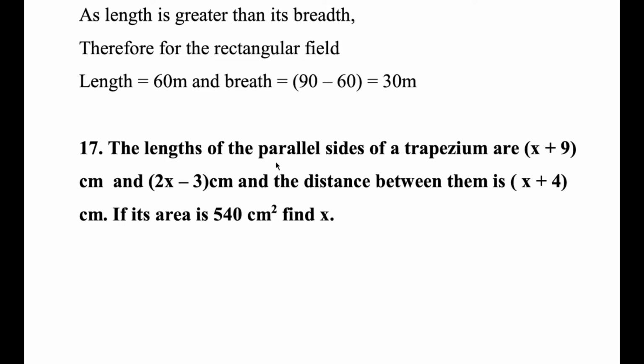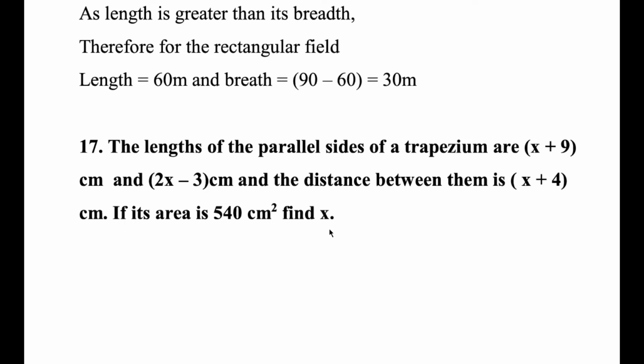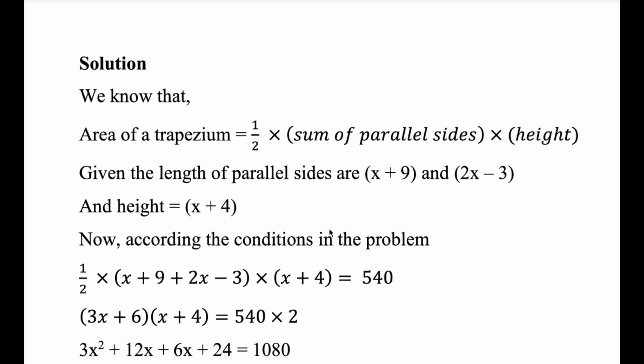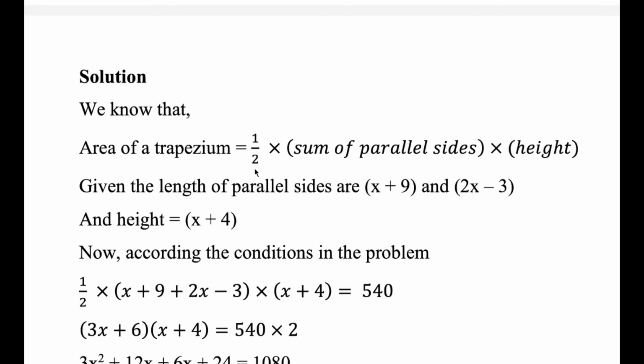The length of the parallel sides of a trapezium are x plus 9 centimeter and 2x minus 3 centimeter, and the distance between them is x plus 4 centimeter. If its area is 540 centimeter square, find x. So we know that the area of the trapezium is equal to half into sum of the parallel sides into height. Please write down the formula or memorize the formula.